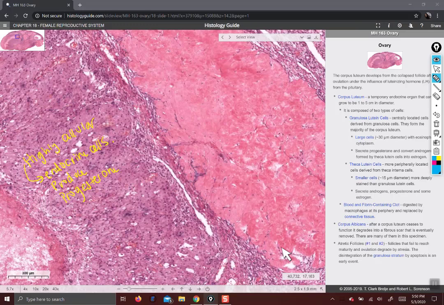This is mostly collagen, not very many cells. So, dense collagenous scar tissue. This tissue is mostly collagen and fibrocytes. So, big difference in appearance, big difference in function.